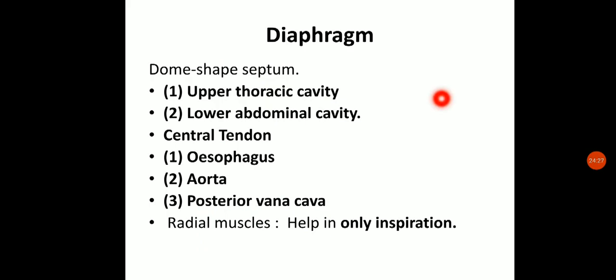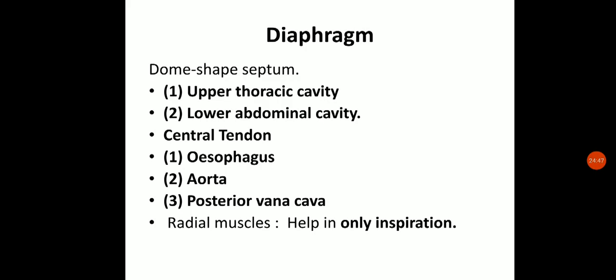The diaphragm is a dome-shaped septum which is only found in mammals. It's basically a muscular septum. So note it down: the muscular diaphragm is mainly found in mammals, with the exception of the crocodile. Even the crocodile will have such a system.